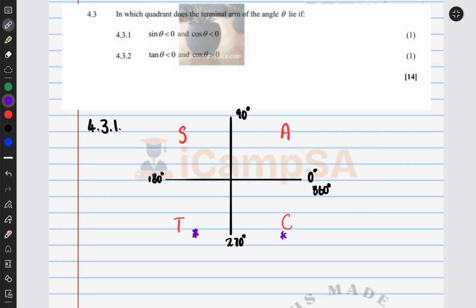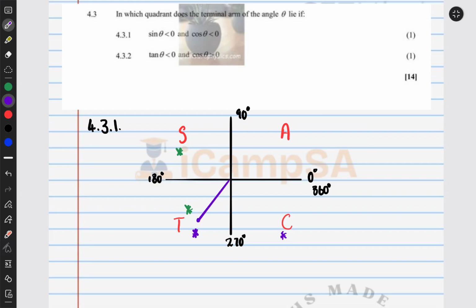Okay, and then also another thing is that cos theta is less than 0, which means it's negative. In which quadrant is cos theta negative? In the second quadrant, because only sine is positive there, and then in the third quadrant, because only tan is positive there. And then where you have 2 stars, that's where your arm will actually lie, because both of these conditions that we've been given are met in this quadrant.